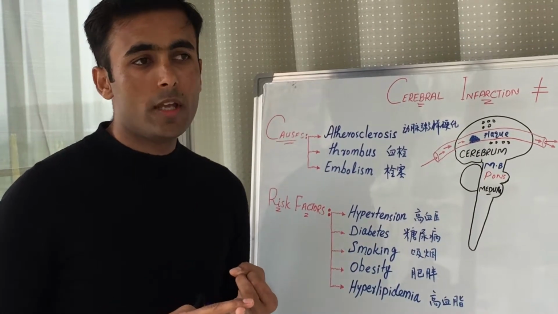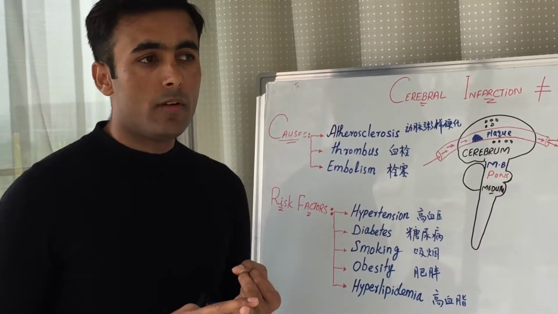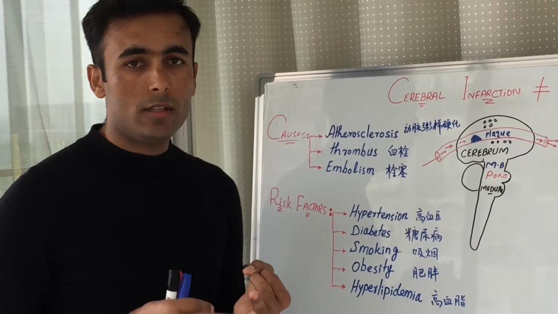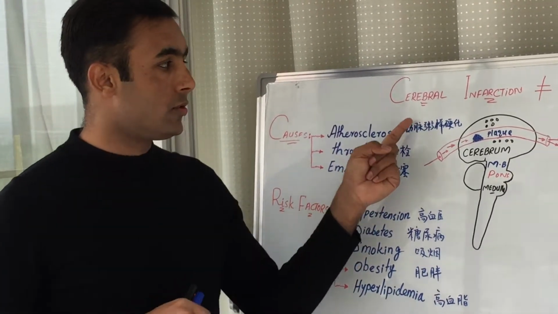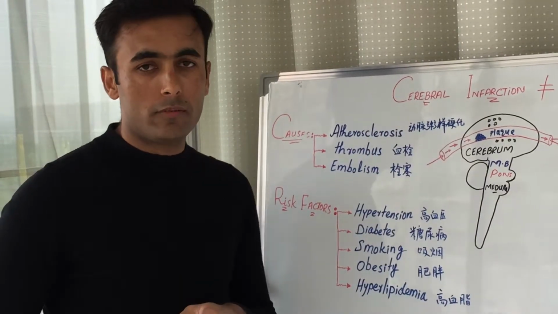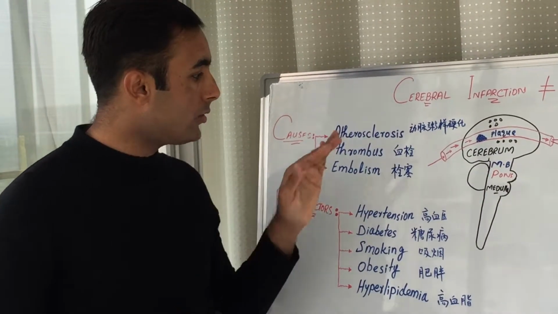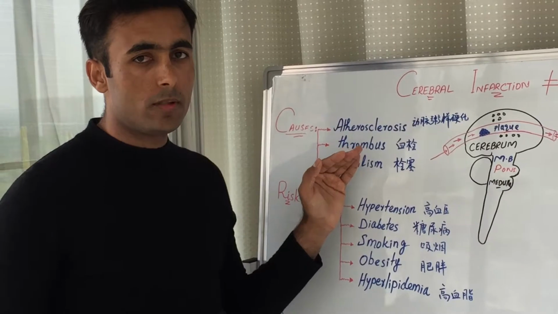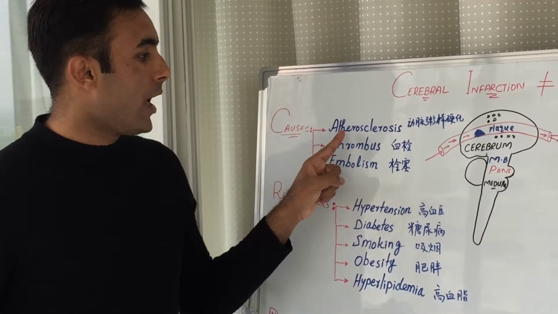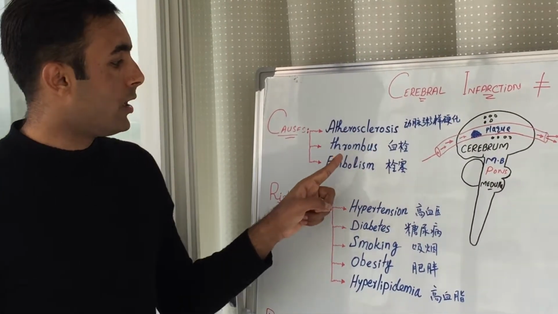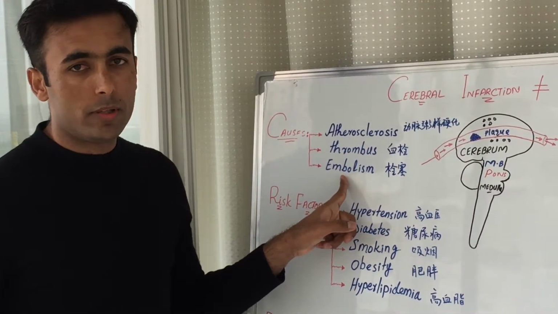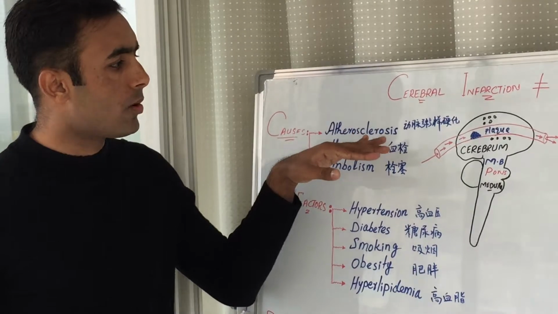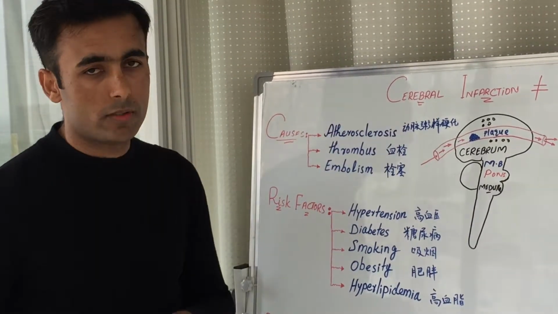Or, for example, the patient of arrhythmia who has atrial fibrillation or ventricular fibrillation has high chances of formation of embolism. And this embolism, if it goes to our cerebral arteries, has a high chance to cause cerebral infarction. So these were the three causes of cerebral infarction. Let me explain again. Atherosclerosis, number one cause. Number two cause was thrombus. And number three cause was embolism.